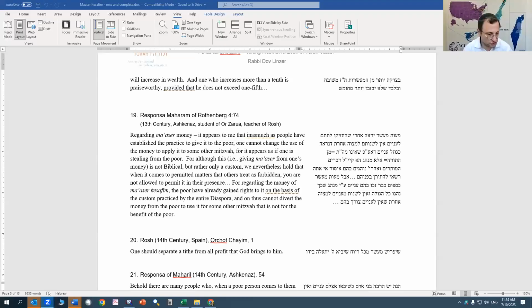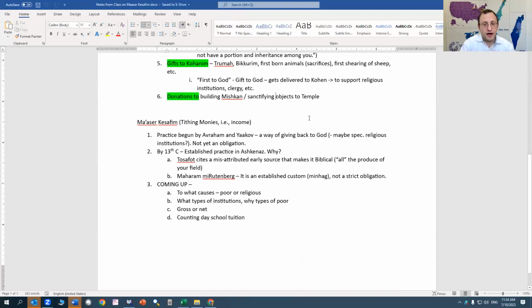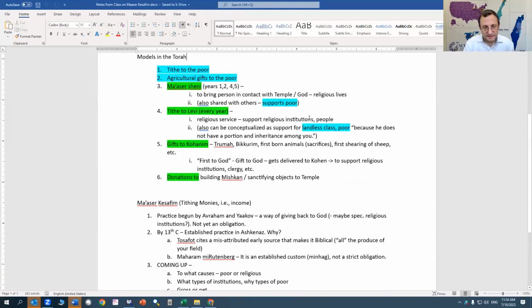So I'm going to share my screen and first remind us of where we left off last time. Okay, that's the source sheet, but let me open my notes. I'm sure that Bert sent everybody the notes. So last time we looked at some models in the Torah of various things that would fall under the rubric of tzedakah. The ones that are in the blue are those directed towards the poor. The ones that are in the green are those more directed towards the Kohanim or Levi'im in the sense of their religious service and their religious work.